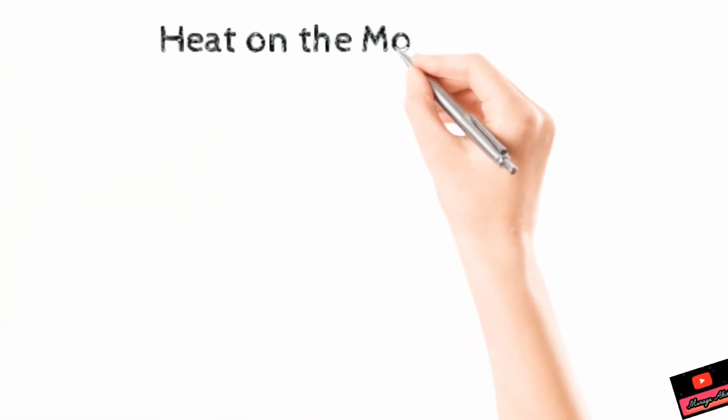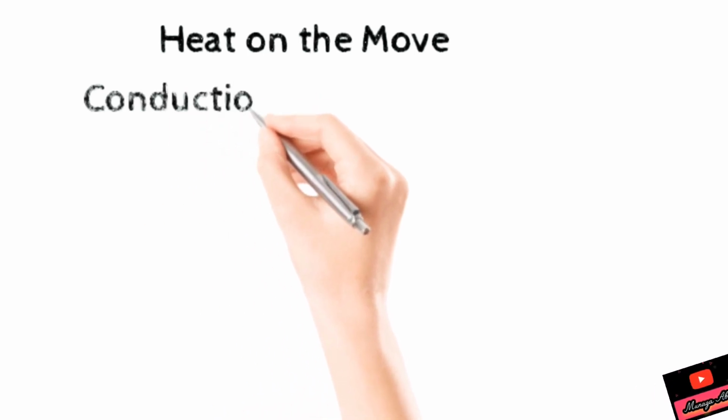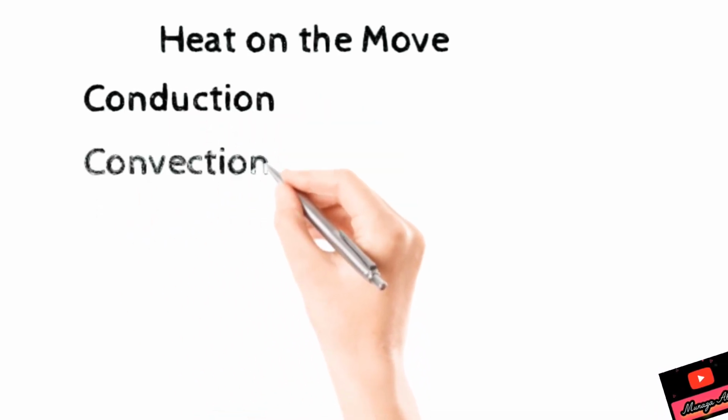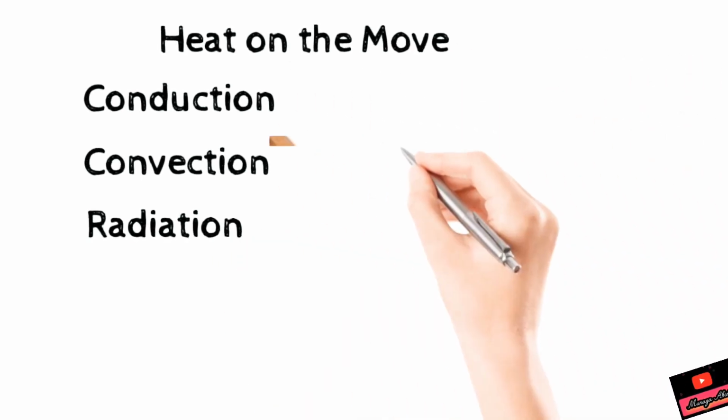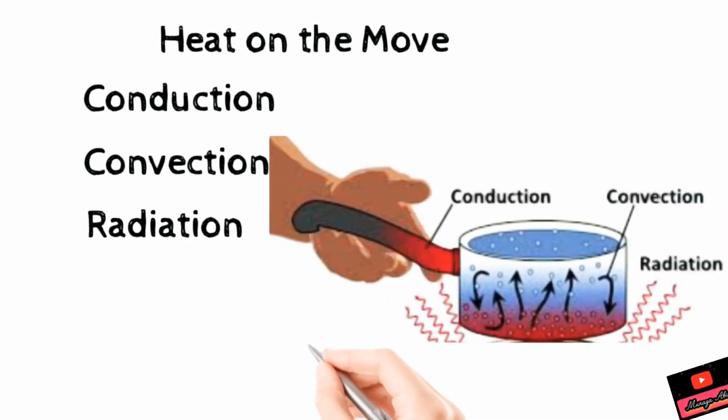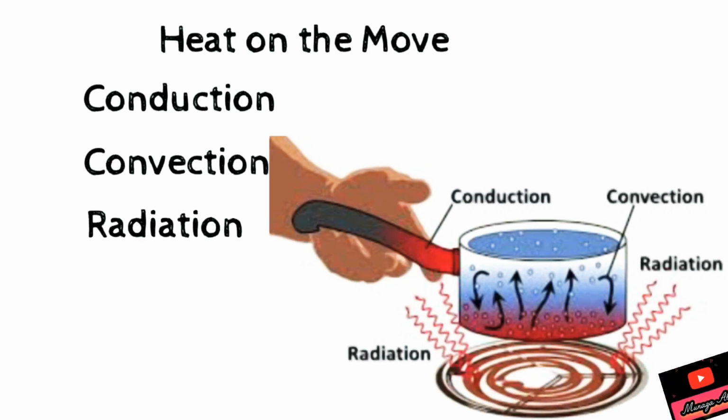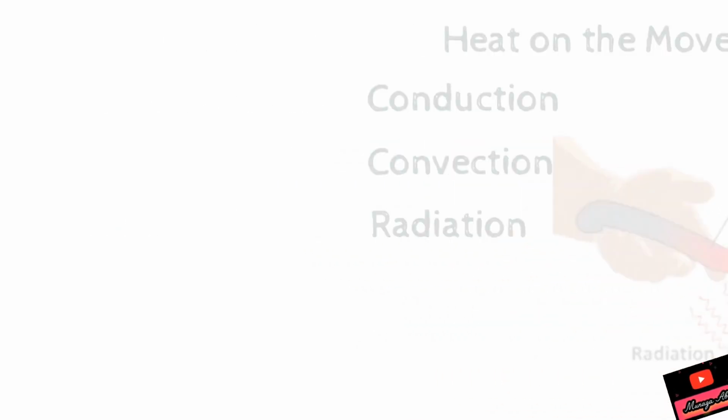So, heat on the move. Actually, heat is the form of energy that is transferred through three main processes. One is conduction, second is convection, and third is radiation. In this diagram, you can see all these processes easily.